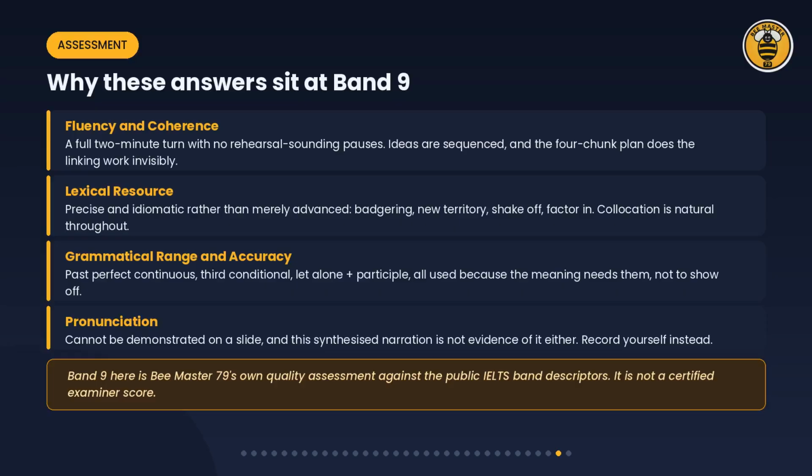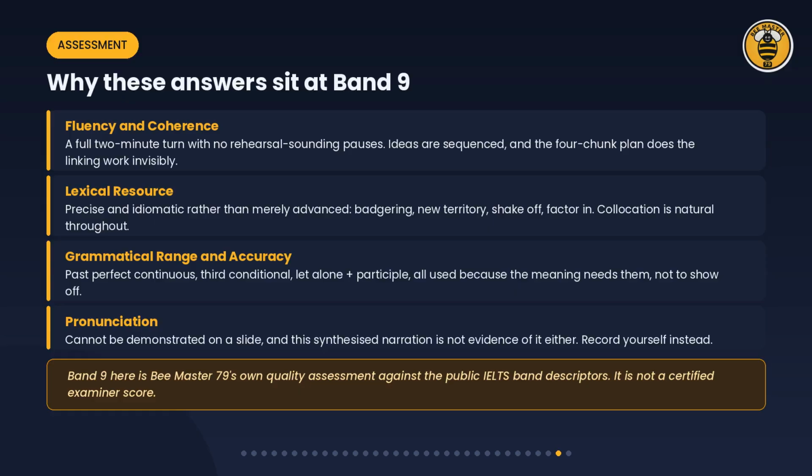Finally, why these answers sit at band 9. Fluency and coherence, a full 2-minute turn sequence with the planning doing the linking work invisibly. Lexical resource, precise and idiomatic rather than merely advanced. Grammatical range and accuracy, a wide range of structures used because the meaning needed them. And pronunciation, which honestly cannot be demonstrated on a slide, and which this synthesized narration is not evidence of either.